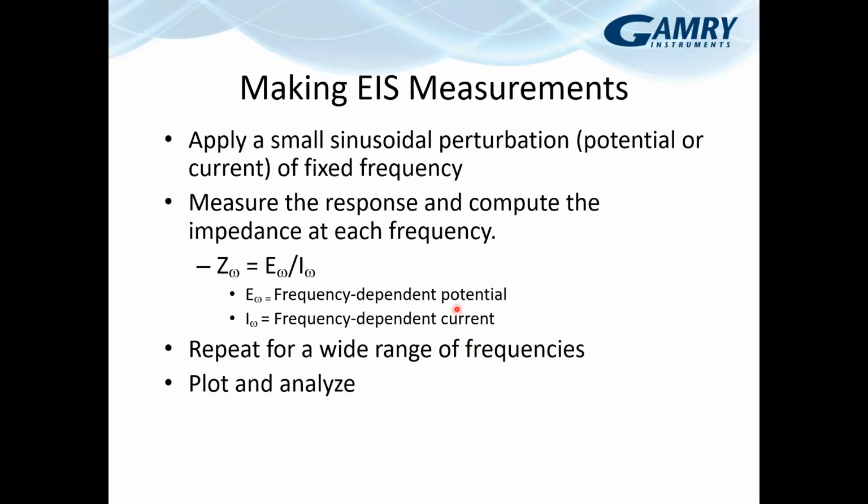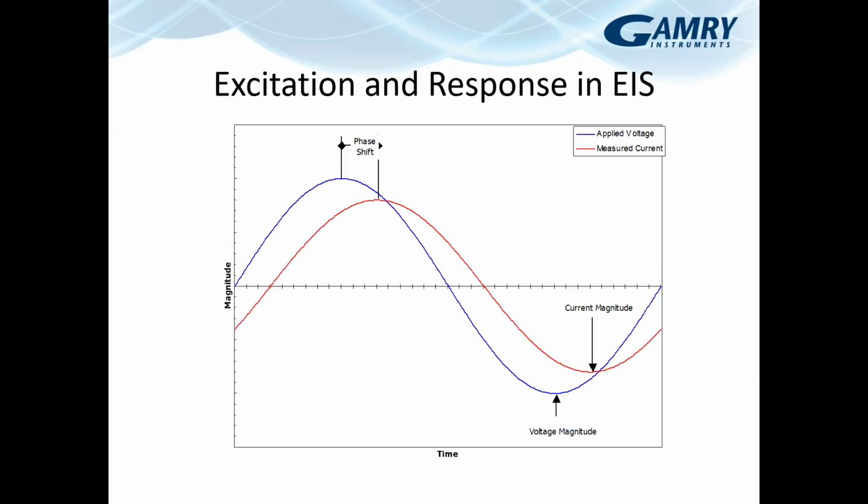The way the measurement is made, a small sinusoidal perturbation of either potential or current at a single frequency is applied to a cell. The response, which is going to be current or potential, is measured, and the impedance is then computed at each individual frequency. This is repeated for multiple frequencies, and the data is plotted and analyzed.